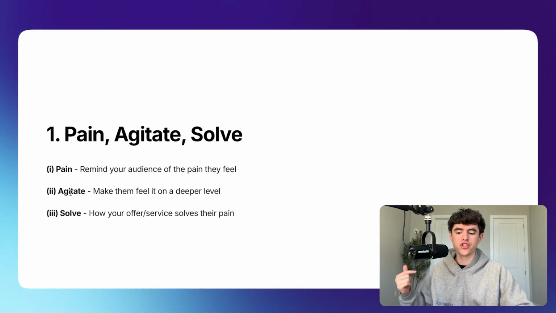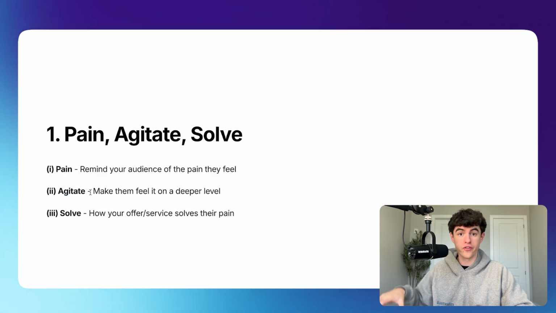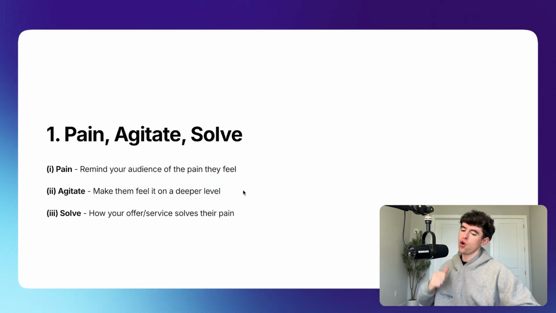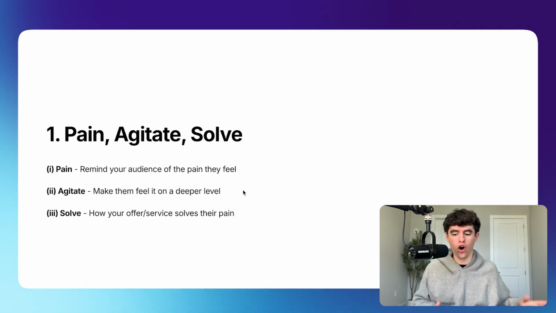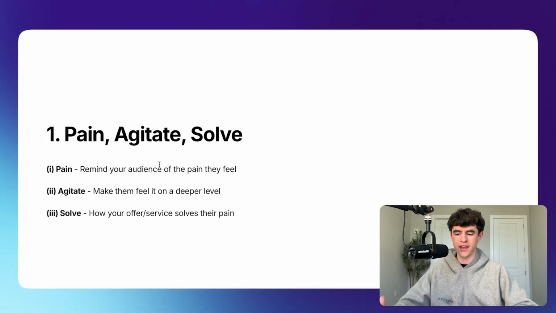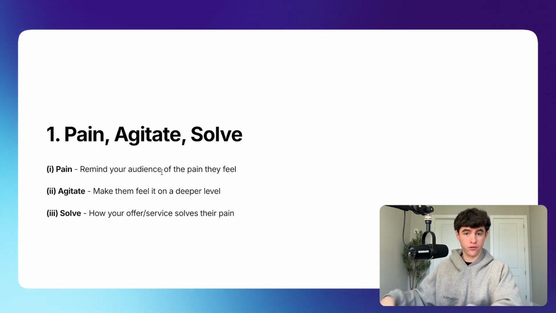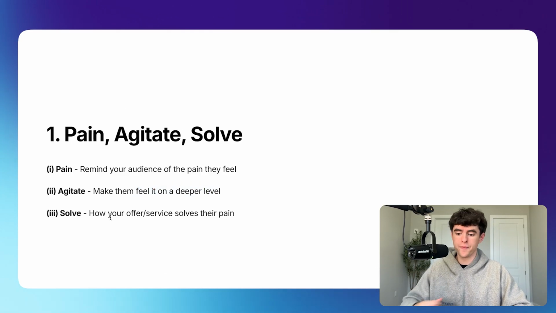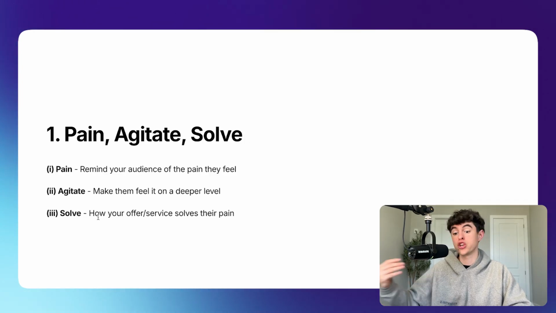And then what you'll do is you'll go into the agitate part of the body of your ad. This makes them feel it on a deeper level. What you can do is just list out all of these different pain points, all the different angles, different types of things that are associated with the pains. You can double down on the things you've already listed. You can provide different angles, whatever you need to do to make them feel it on a deeper level. And then finally, solving all of these pains and introducing your offer and service and how it actually addresses and solves their pain specifically.